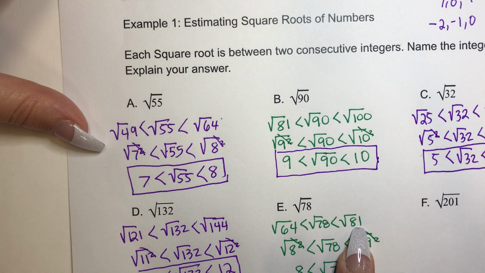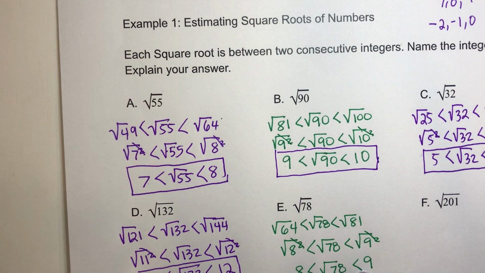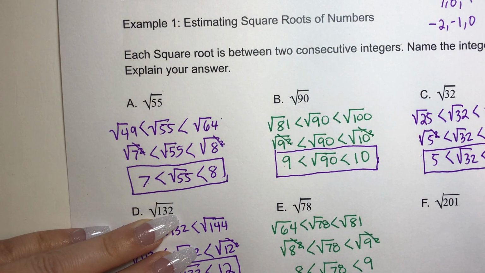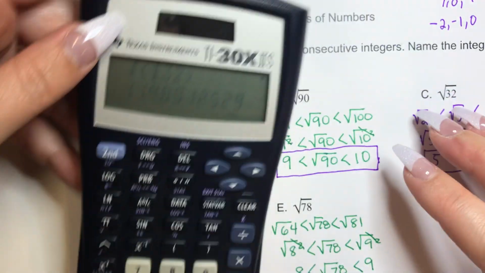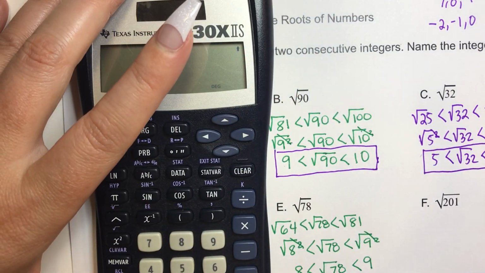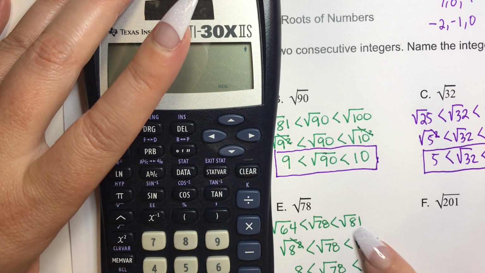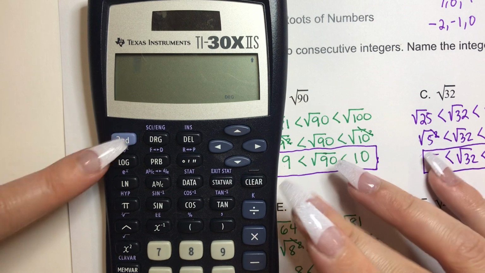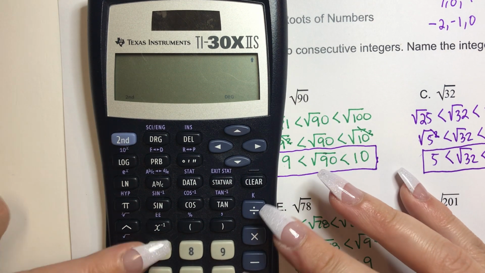So we know that the square root of 78 is between 8 and 9, and 78 is a lot closer to 81 than it is 64, so it's really going to be close to 9. I'm going to say it's probably going to be like 8.89 or something. Let's see. What do you think it's going to be? 8.89, that's going to be my guess. What's your guess? Okay, let's see if you're right.